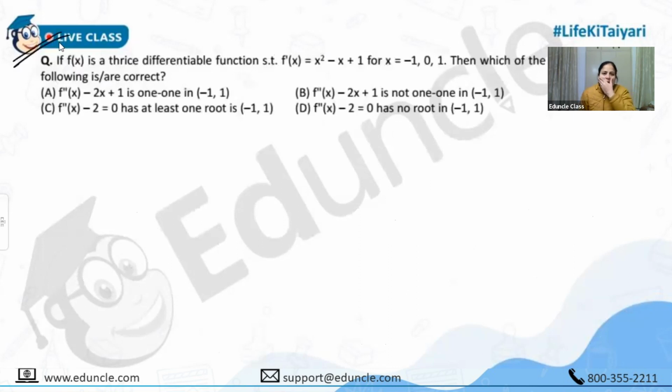Next question. Okay, this is quite tricky. Not tricky, but easy. Okay, so let's understand the question now quickly.